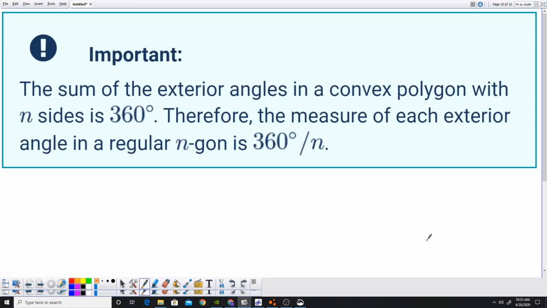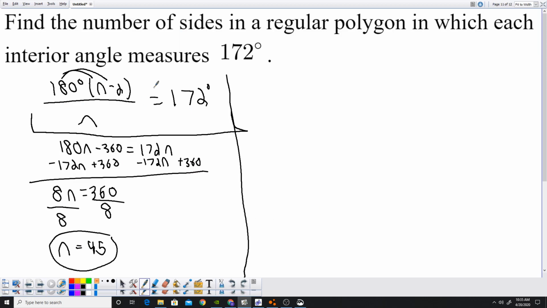But we also learned something about exterior angles, which is that each exterior angle in an n-gon, an n-sided polygon, is 360 divided by n. That means if I knew what the exterior angle in this is, it would be a fairly simple deduction. And I know that the interior angles and the exterior angles are supplementary, meaning that they add up to 180. So if I take 180 and subtract the interior angle, I'm left with 8 degrees for the exterior.